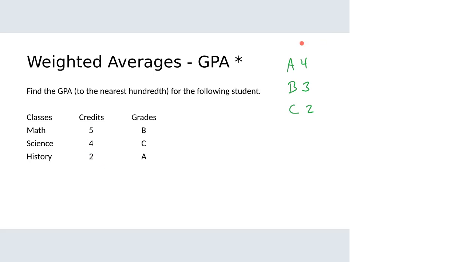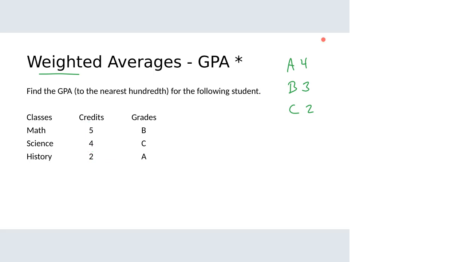And the thing that makes this a weighted average is this 5-credit math class is going to count the most. The 4-credit science class is going to count the next most. And the history class is worth 2 credits. But of these 3 classes, it carries the least amount of weight because it's only worth 2 credits. The science is worth 4 and the math is worth 5.